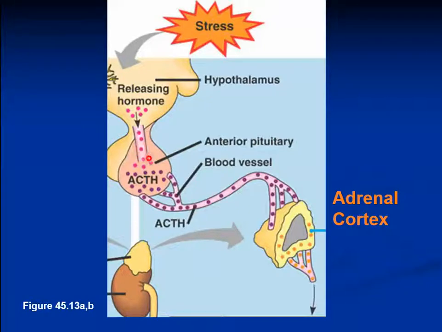They go to the anterior pituitary and stimulate it to release ACTH, adrenocorticotropic hormone, which circulates all throughout the bloodstream, but the target cells are in the adrenal cortex. Remember, the adrenal cortex is the outer part of the adrenal gland. The medulla is a totally different gland in the middle. And as I said before, the adrenal medulla, when it's stimulated, secretes adrenaline.